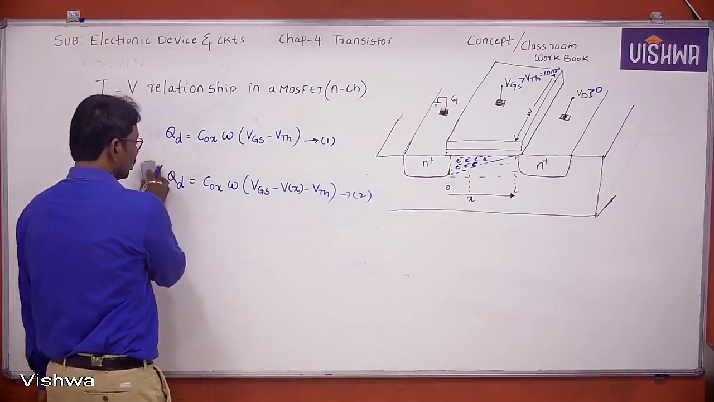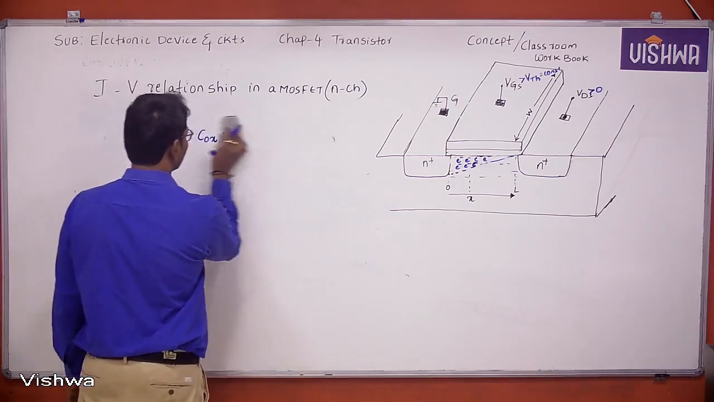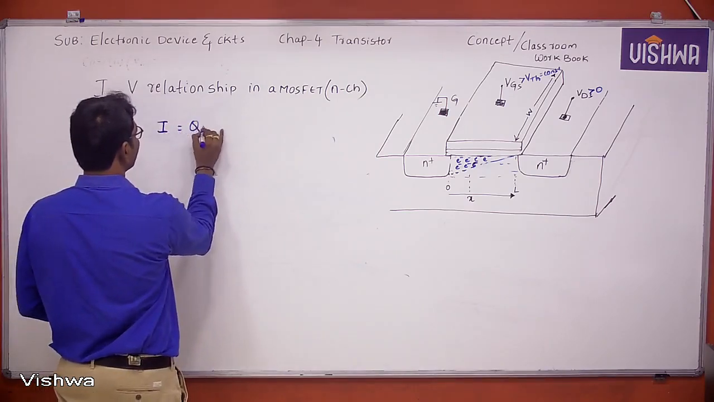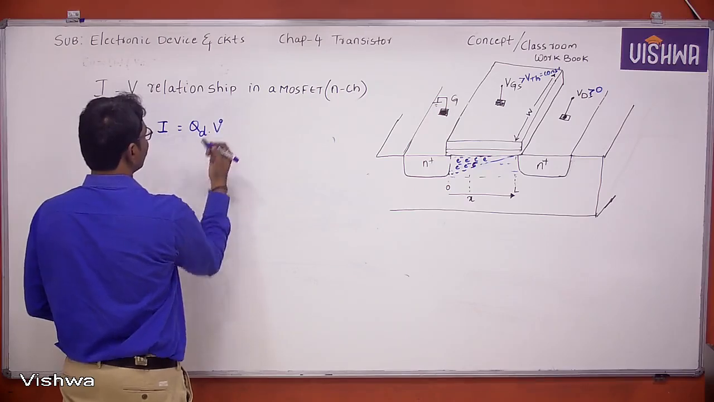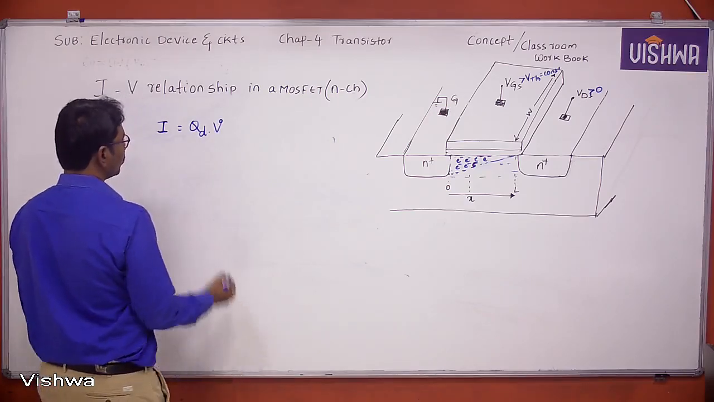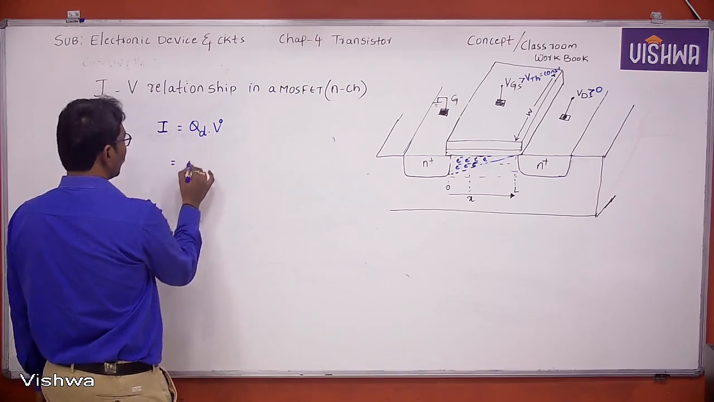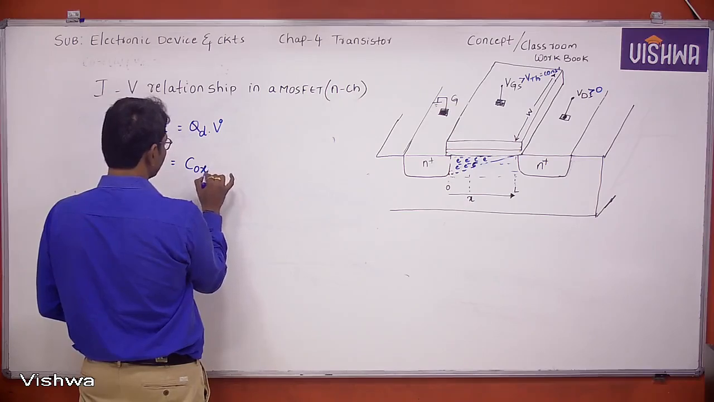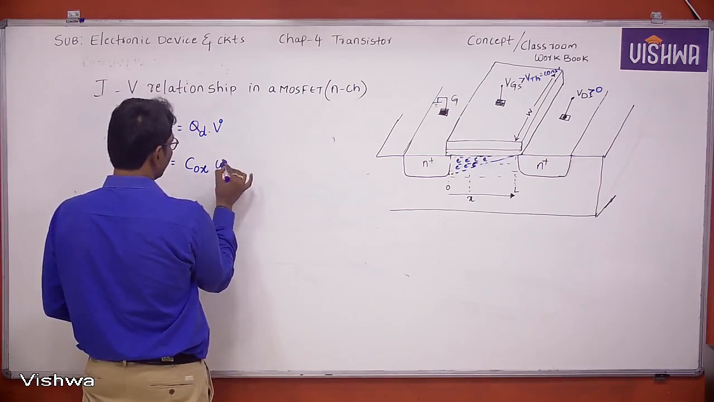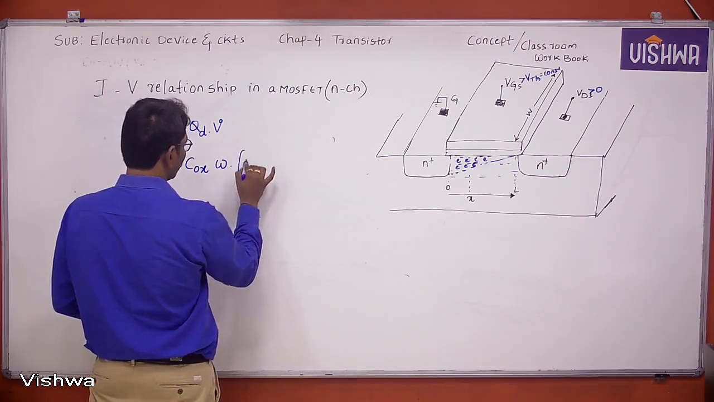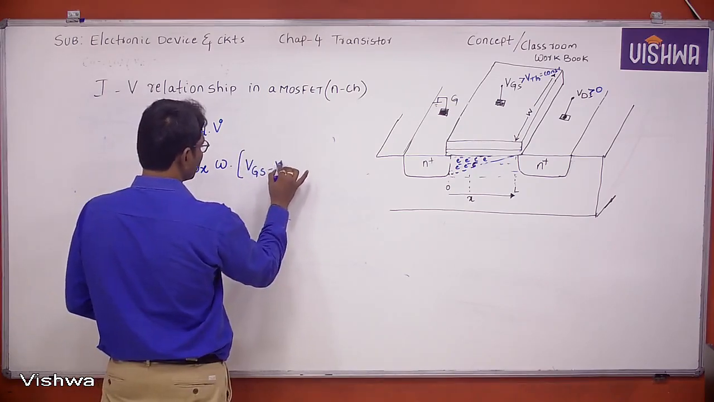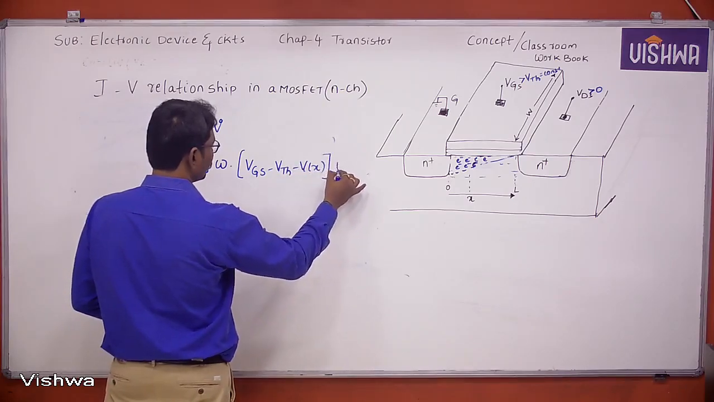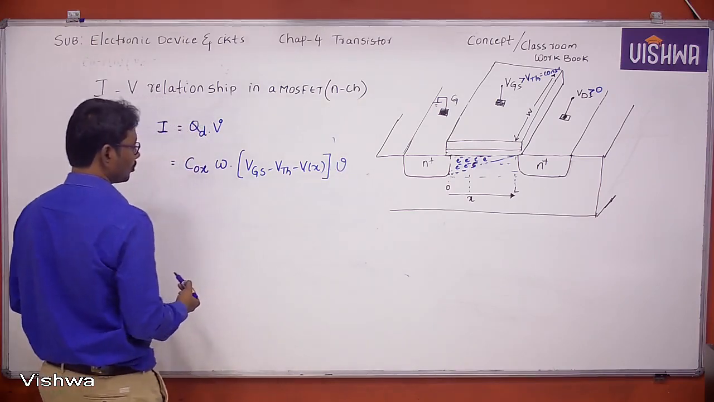Now tell me, what is the current in this channel? The current in the channel is simply QD into V, where V is the velocity of the charge carrier. QD is nothing but COX into W into (VGS minus VTH minus V of X), into velocity.